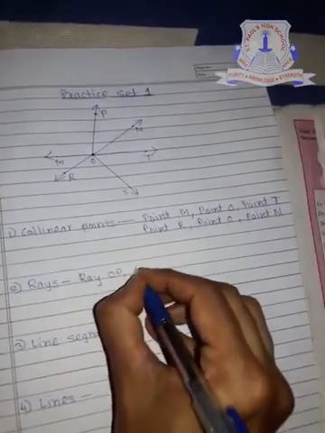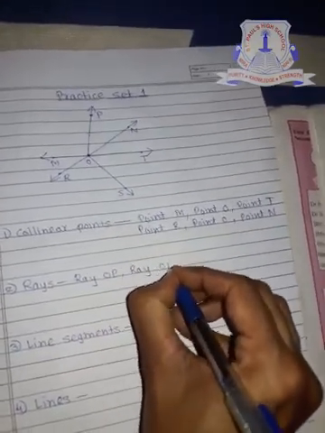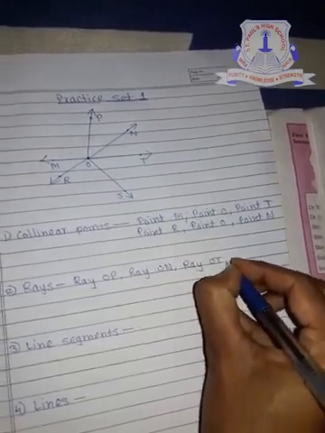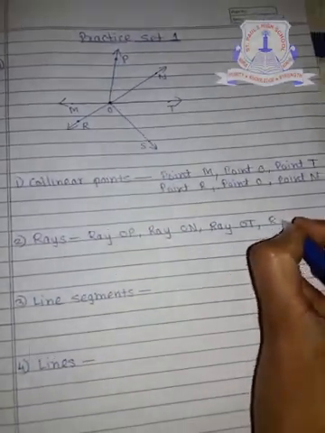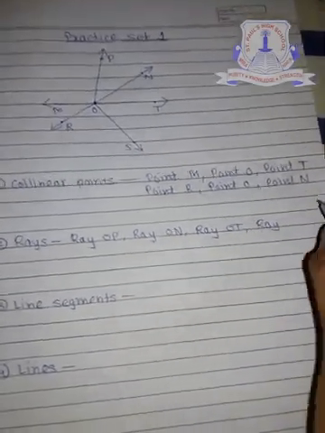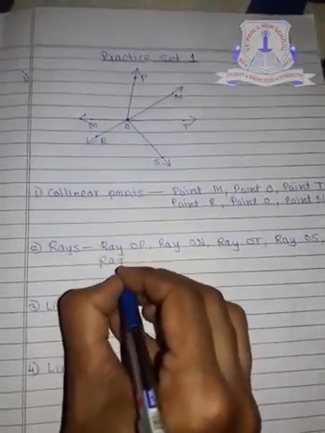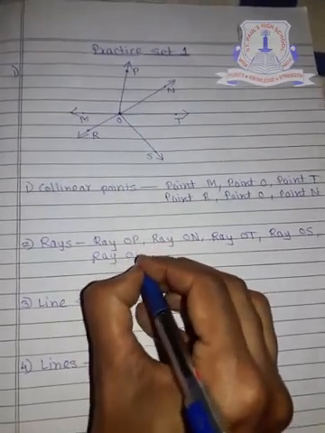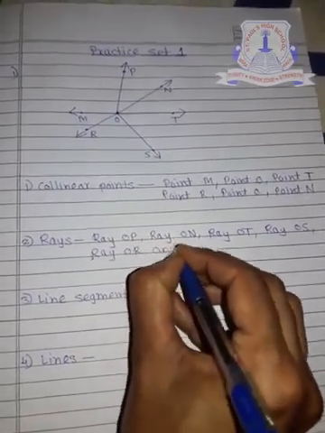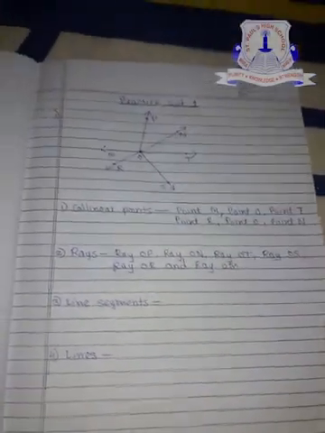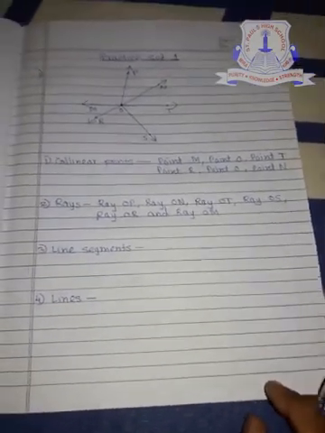Ray OP, ray ON, ray OT, ray OS, ray OR and ray OM. These are the rays. Now the next one is line segments.